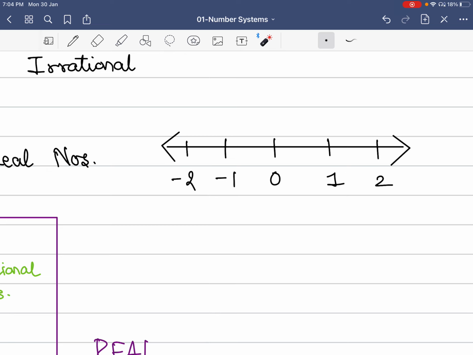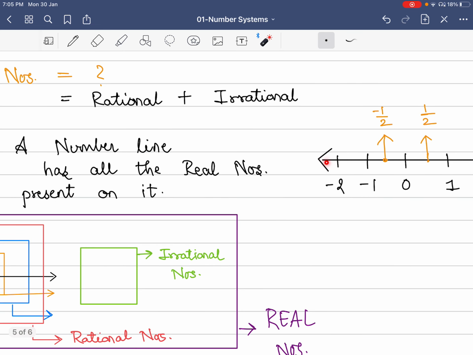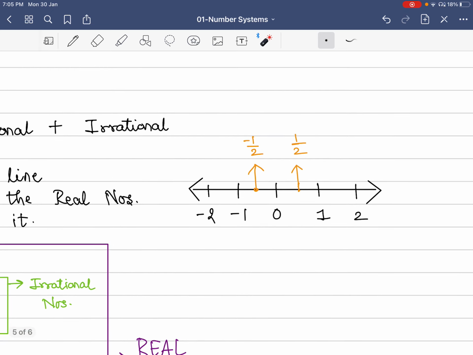So clearly we have all the integers and whole numbers. Let's plot some rational numbers: this will be my rational number here, -1/2, and this will be another rational number here, 1/2. Now, what does the note say? The note says that this number line has all the real numbers, which means it will also have all the irrational numbers. For example, let's try to plot the square root of 2 on this number line.